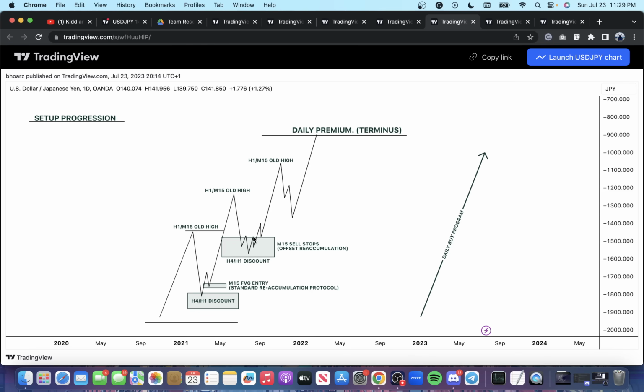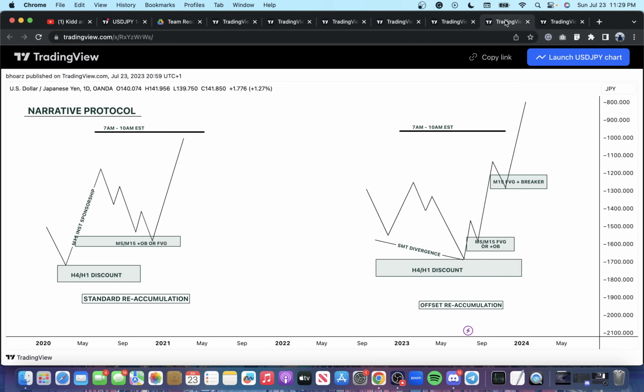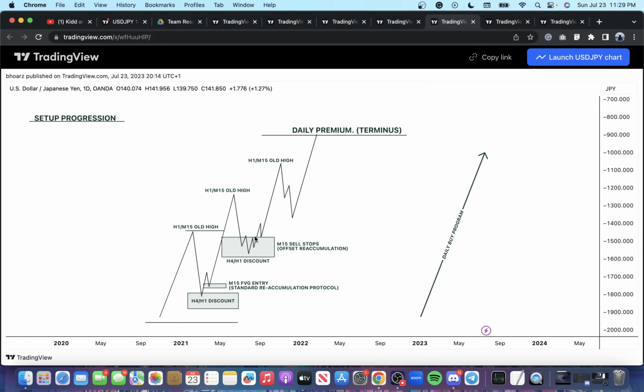Again, the key thing here for either of the protocols is the lower time frame program, meaning once you've identified your daily program, in this example it is bullish, you're not doing anything until your lower time frame program aligns with your daily program. Aka you want your lower time frame on both the 4-hour and 1-hour to be at discount. Once your 4-hour and 1-hour time frames are both at discount, then you can go and hunt your setups on your 15-minute time frame within your time window, which is 7 a.m. to 10 a.m. Eastern Standard Time.